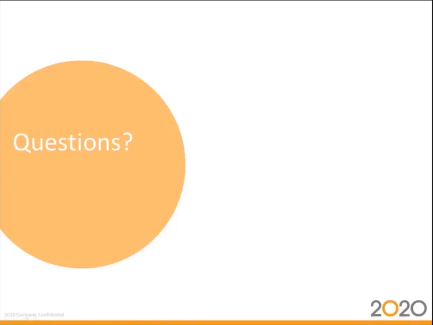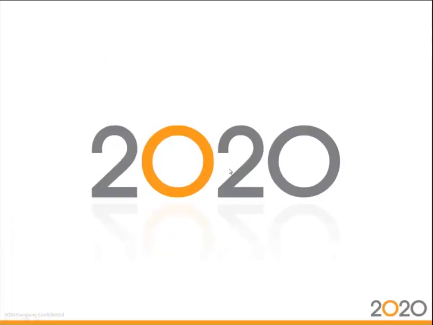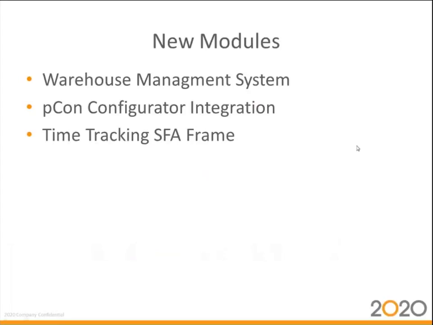Okay, so questions. There's a chat window. There's also a Q&A window. So if you just want to keep it simple and clean from an audio standpoint, I'll just read back the questions that are posted. I have another question related to which functionality is in separately licensed modules. I'll show you that again for reference. There are 3 new licensed priced modules: the warehouse management system, this pCon configurator integration, and the time tracking shop floor frame. The time tracking frame is a typical frame price point, so it's a one-time license. You don't have to license it for each user. It's just a system-wide license.